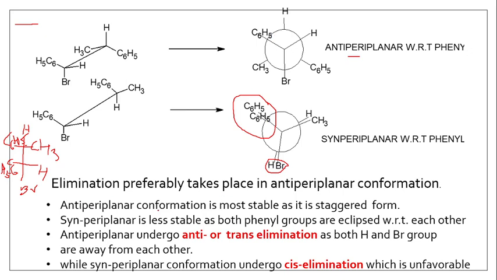Now see, the anti-periplanar conformation is more stable as it is staggered. You will see that the groups are away from each other. Syn-periplanar is less stable as both phenyl groups are eclipsed with respect to each other.